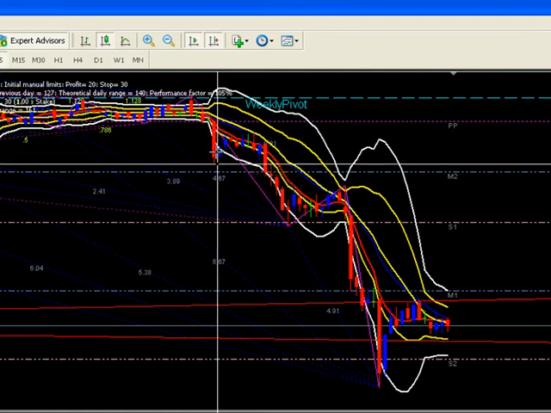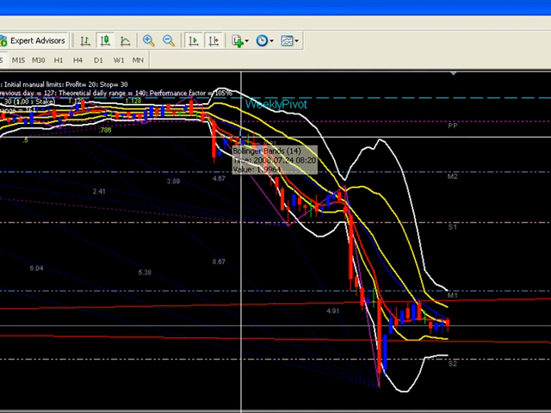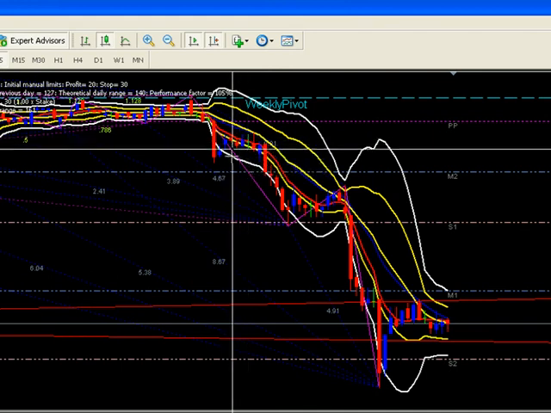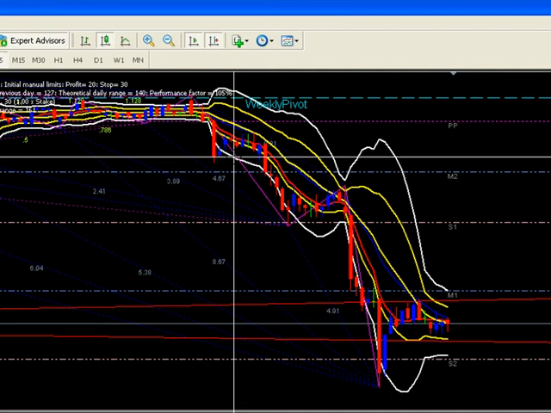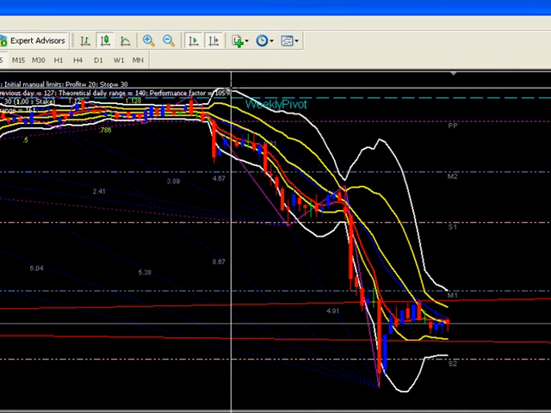Whatever you do though, don't buy the breakout, because they're often false. Let it retrace, because if you let it retrace, your stop loss is a lot smaller than you would require if you took the breakout here. You'd probably want to, if you got in at 55 and put your stop loss, say, at the top Bollinger Band, we're looking at quite a wide stop loss.